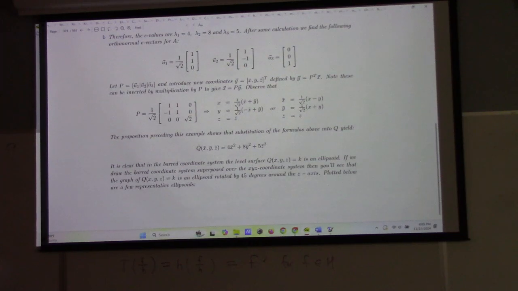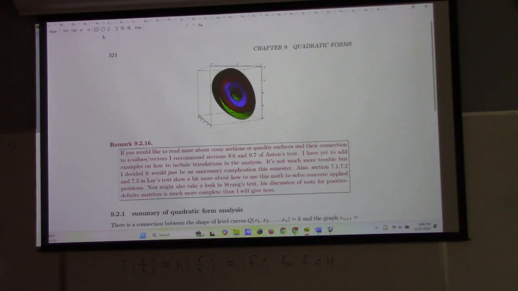Here's another one. Let's see if I got a picture. Well, there, it's a tilted ellipsoid.